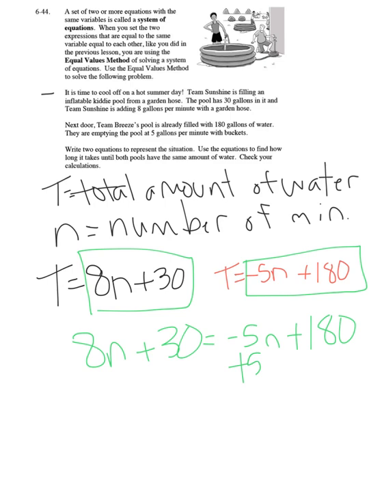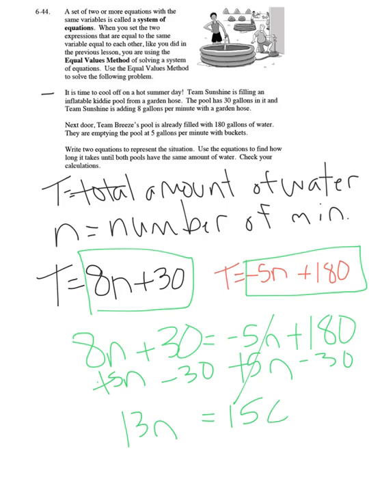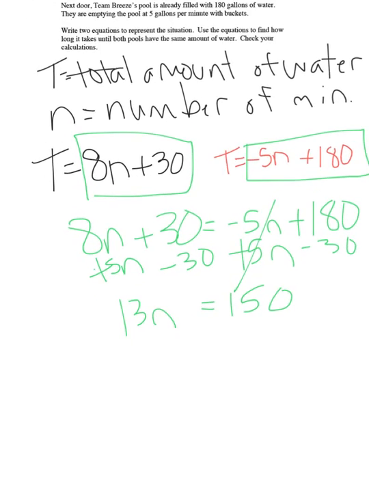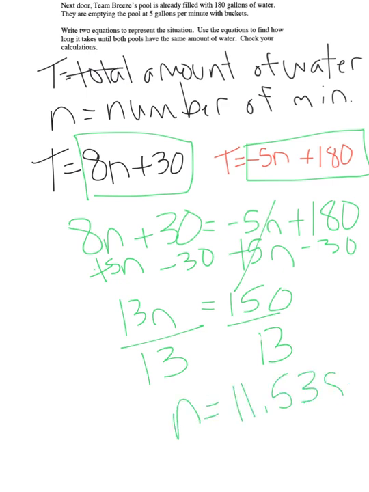So I'm going to add 5n to both sides. That gives me 13n on that side. Subtract 30 from both sides. Gives me 150. Then my last step would be to divide by 13, and n would be equal to 11.5, I think it's 538, something like that roughly. So basically 11.5 minutes until they would both have the same amount of water in them.